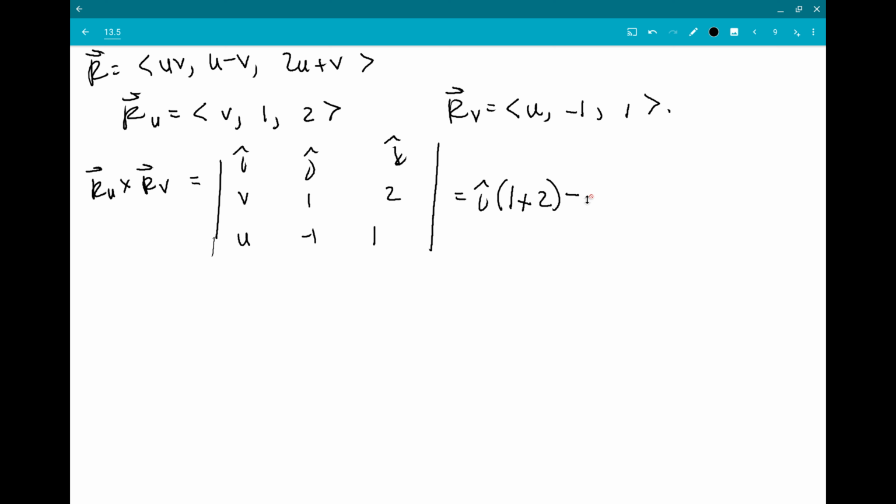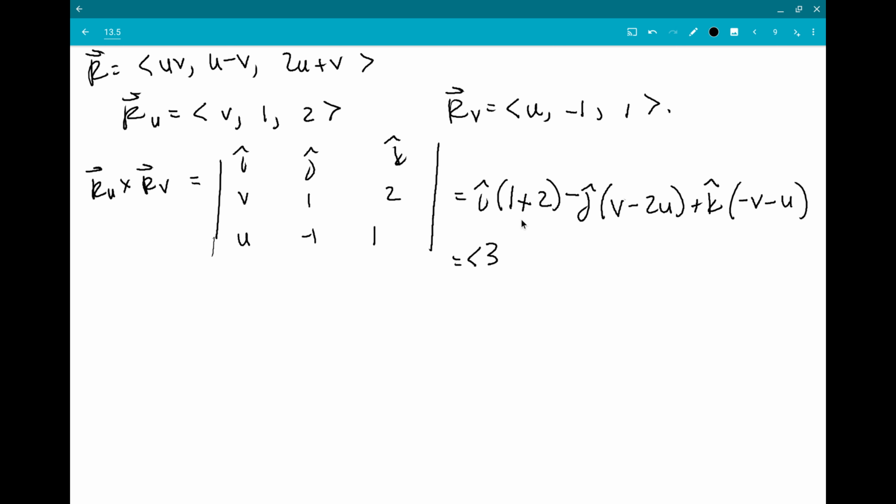I'm going to remember to put a minus j hat, then ignore this component and cross multiply: v times 1 minus 2 times u. So I'll get v minus 2u. And then plus k hat, ignore this row and I'll cross multiply and get v times minus 1 minus u. So that's minus v minus u.